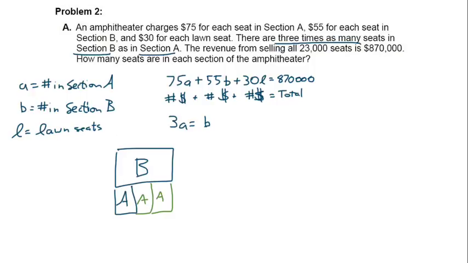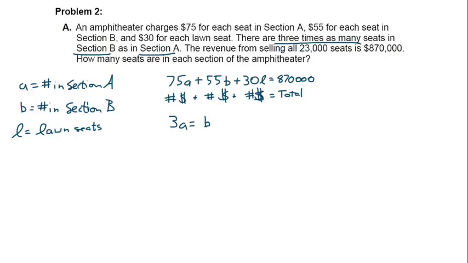Equation 3, let's erase that. Equation 3 says the revenue from selling all 23,000 seats.